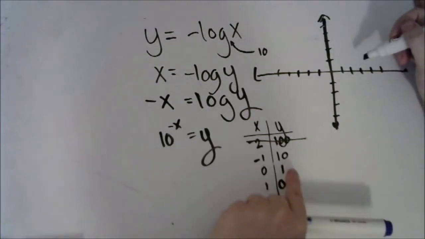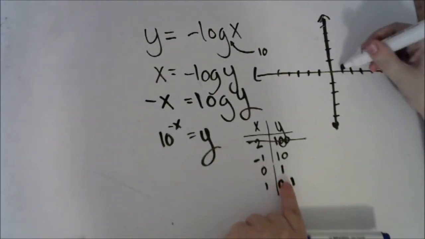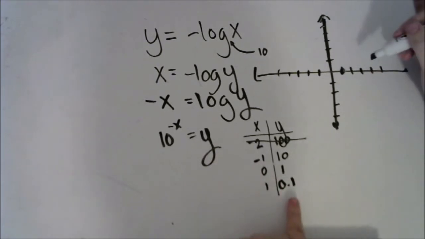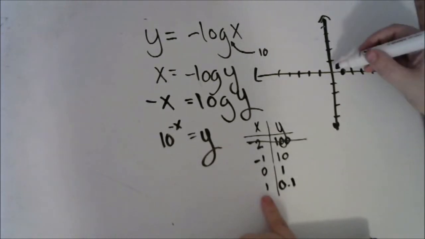Start with the point 10, -1. Not really going to fit on my graph. 1, 0 does, and 0.1, 1 does.